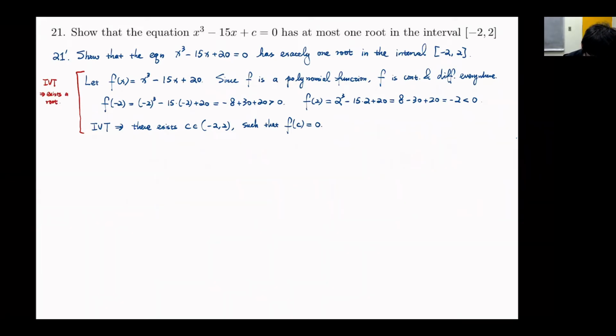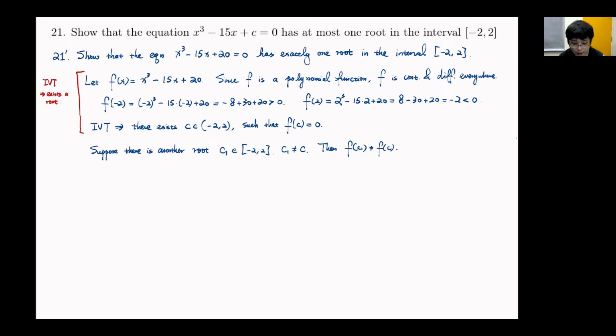Now let's argue the uniqueness, that we have exactly one root in this interval. And the drill is basically the same. So suppose there is another root c1 sitting between minus 2 and 2, such that c1 does not equal c. This is our assumption, and we will see that this assumption is wrong. Okay, so what does that tell me? Then f of c1 does not equal f of c.